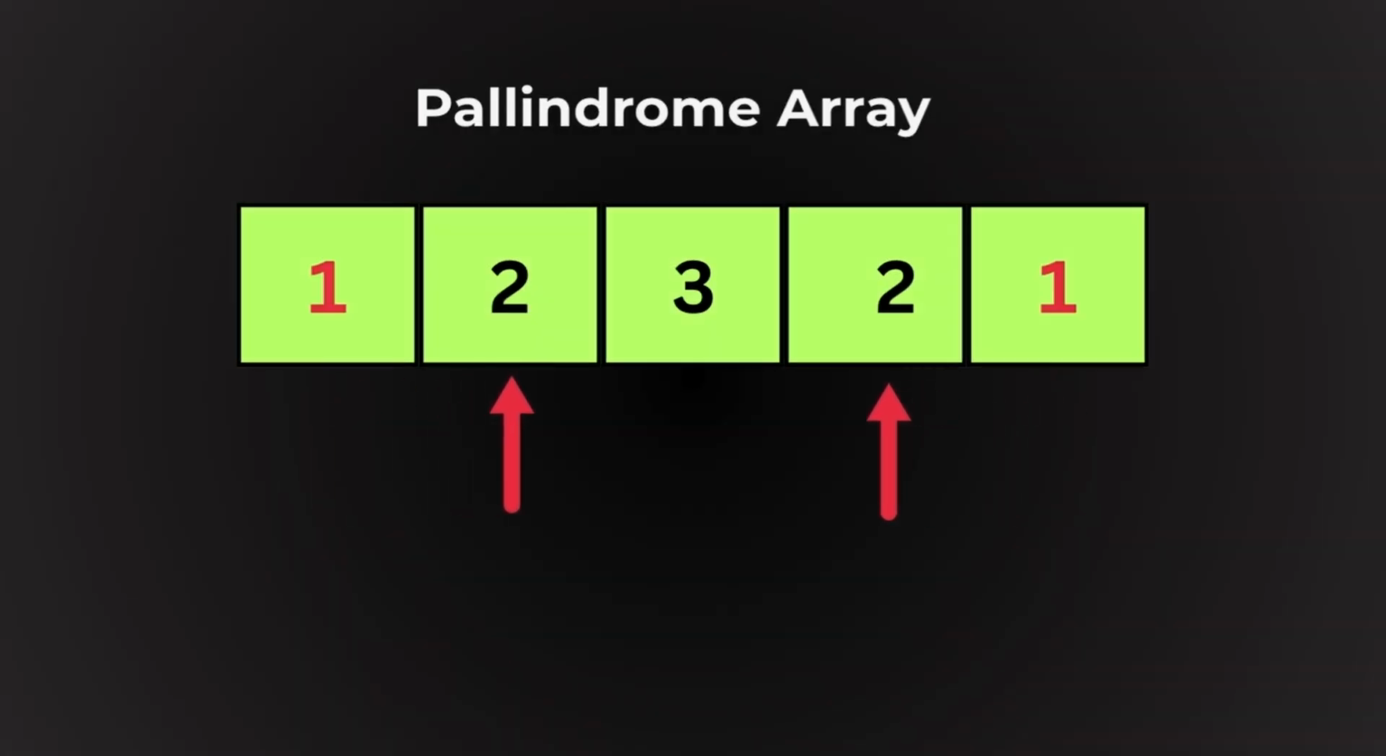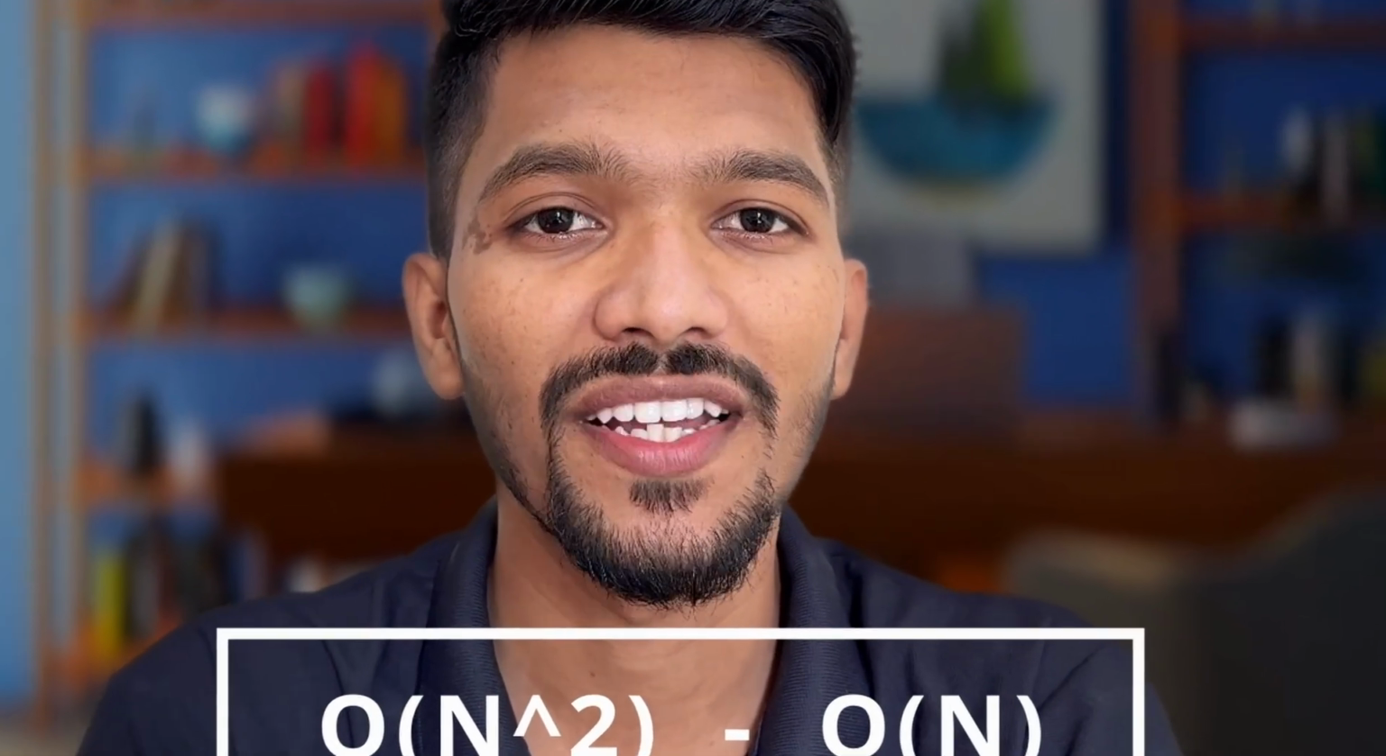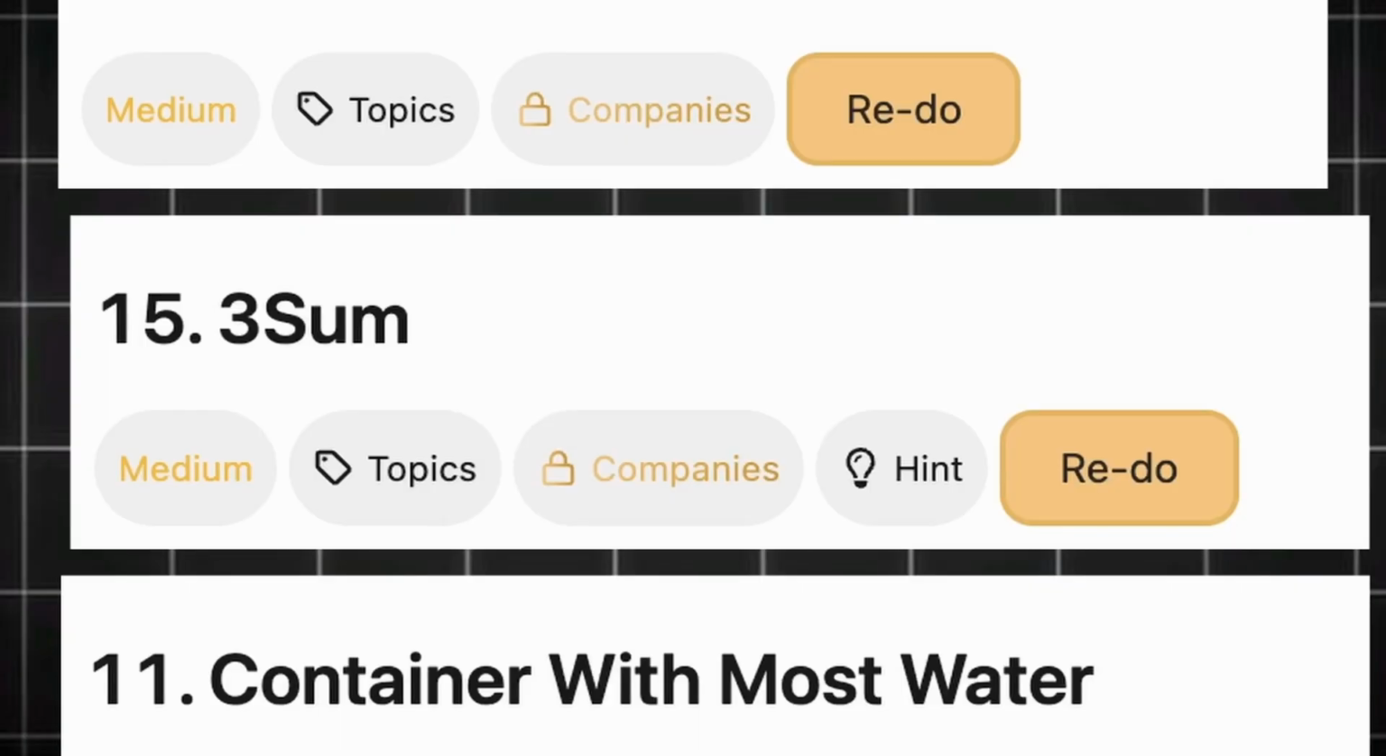We simply compare both the elements present at start and end. If they are equal, we move both the pointers towards each other, and if they are not equal, we simply return false. The two pointers pattern mainly helps us to reduce the time complexity from O(n^2) to O(n). So make sure that you practice the two pointers really well. Here are some practice problems for the two pointers pattern.